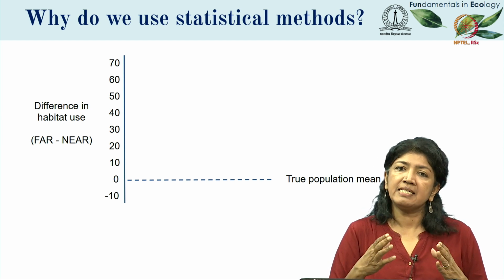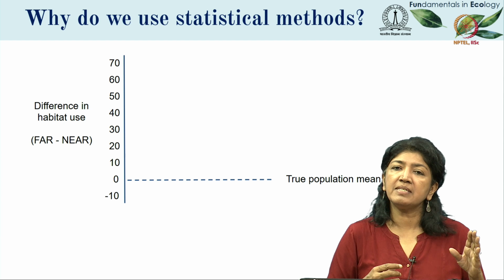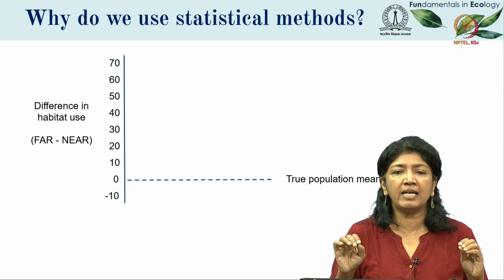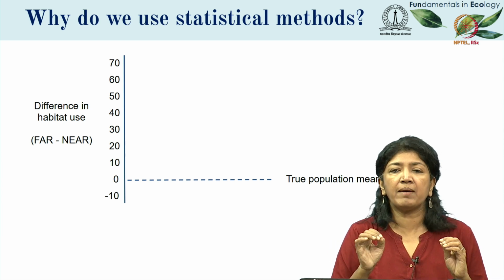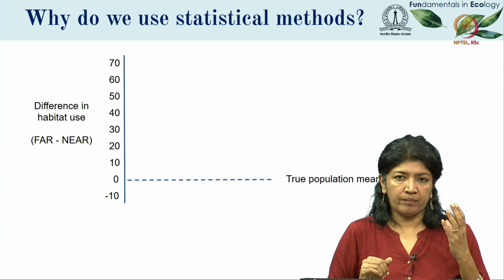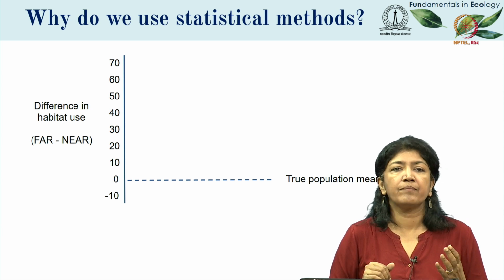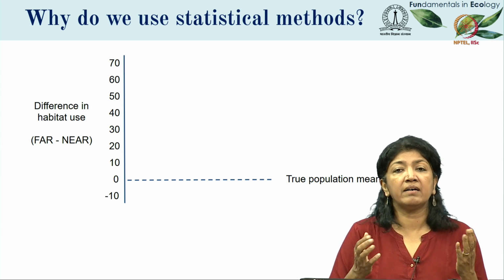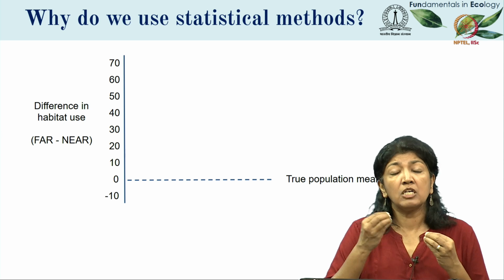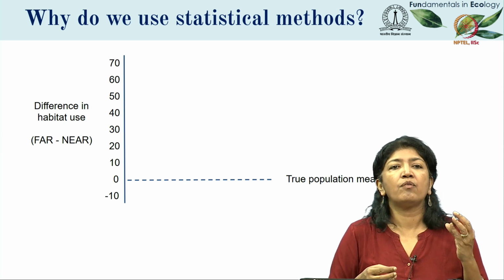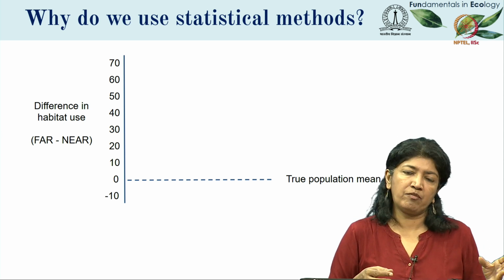Okay, let us consider a different situation. So, that was a situation where the true population mean was 35%, that is butterfly habitat use, the difference between far and near is 35%. So, they have a very strong preference for habitats far away from the road.